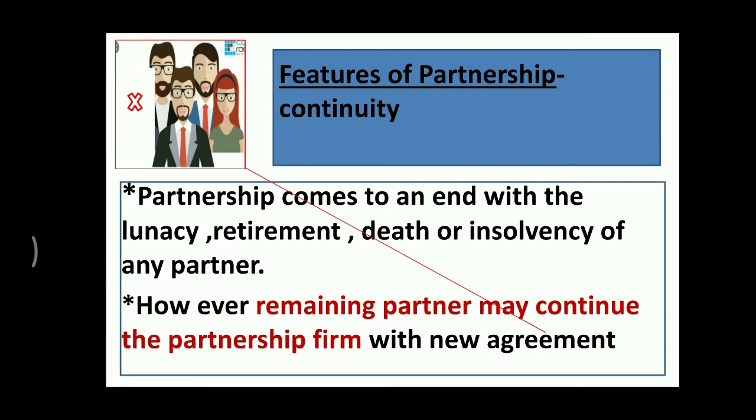So those who are the remaining partners can run the partnership firm with the new agreement. So according to this feature, due to lunacy, retirement, death, or insolvency, the partnership comes to an end, but not the partnership firm, that you have to keep in mind. The partnership comes to an end, but the remaining partners can continue the partnership firm with a new agreement.